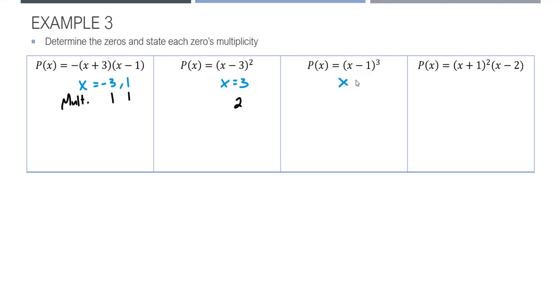Here, x is equal to 1, that's our zero, but it's going to have a multiplicity of 3 because we're going to have actually 3 of these (x minus 1) factors. And then finally, our last function, x can be equal to -1, or it can be equal to 2. Now we have a multiplicity of 2 for this -1, because that would occur twice, and then this 2 would only occur once.